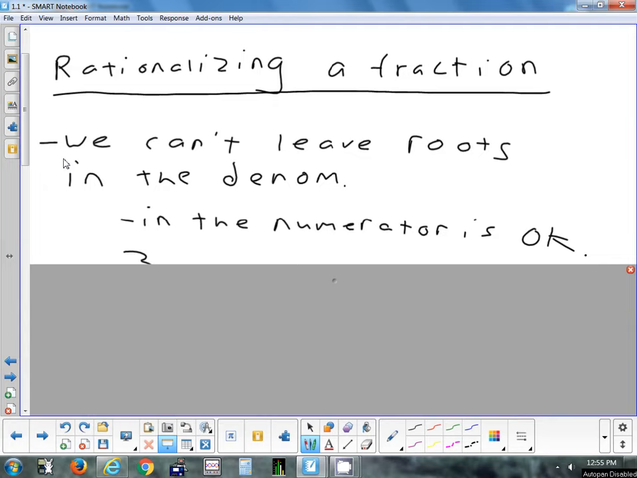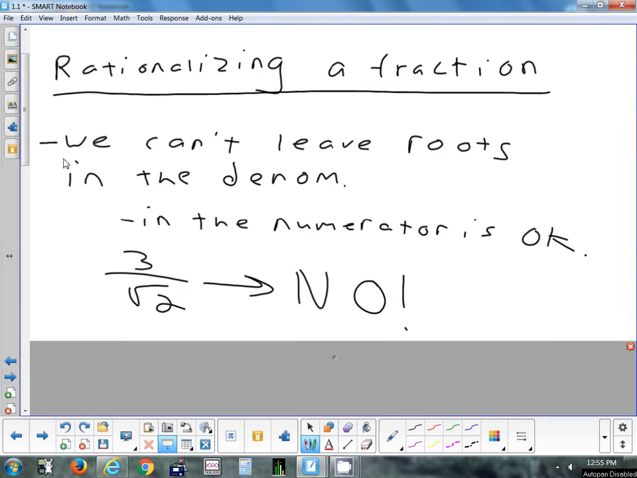If you have a root in the numerator, that's fine, no problem there. You just can't leave a square root or any kind of root in the denominator. So this right here, 3 divided by square root 2, is not something you would want to give as a final answer. Does anybody know how you fix that? How you get that square root out from the bottom? It's going to end up in the top, but that's fine.